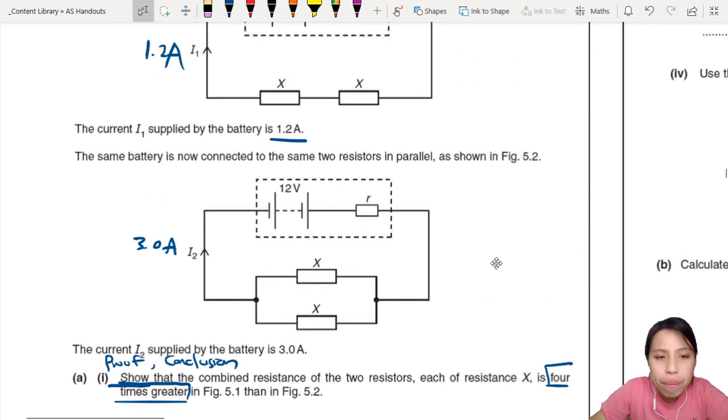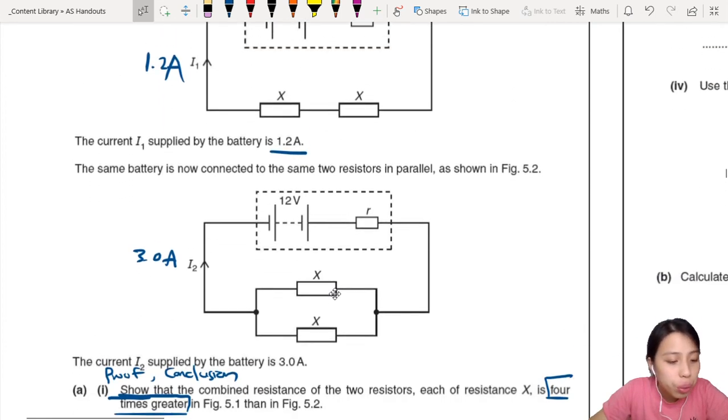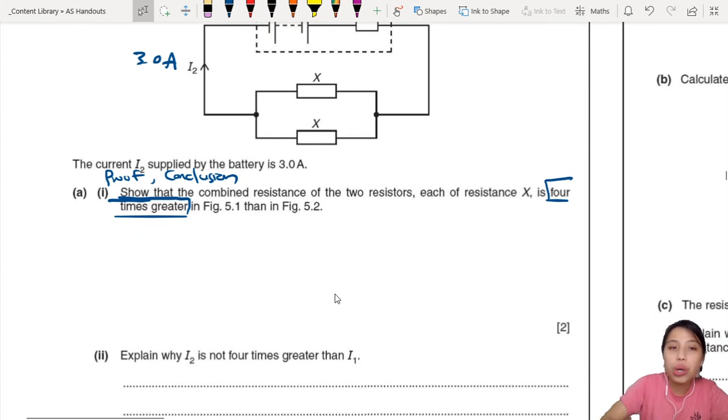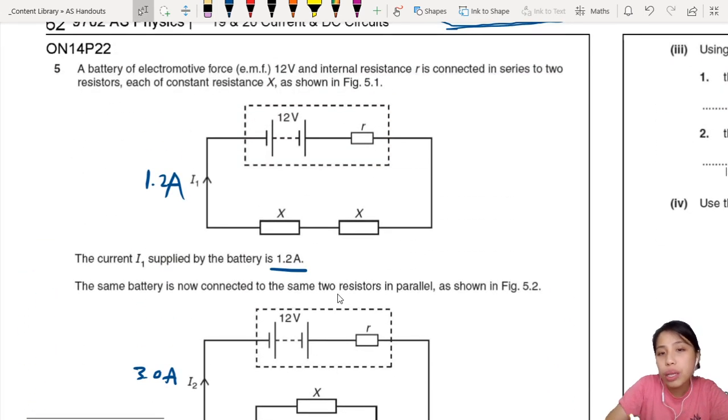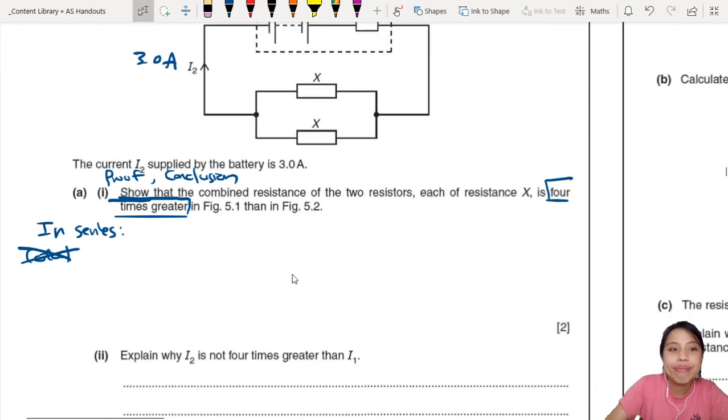So they want to say the combined resistance of these 2 resistors in series is 4 times greater than these 2 in parallel. So you need to show that. So what do we do? Well, you must label very clearly. This is a show, so every single step you must say very clearly. So when in series, now don't say total resistance, because total resistance will include this wall. Total R, you have to include R plus X plus X, but we only want these 2. So don't use the word total. They might minus your mark.